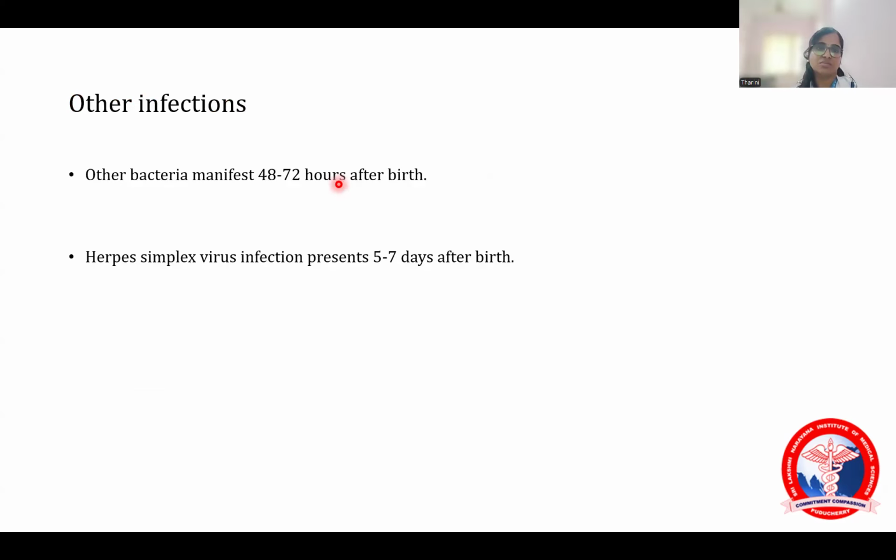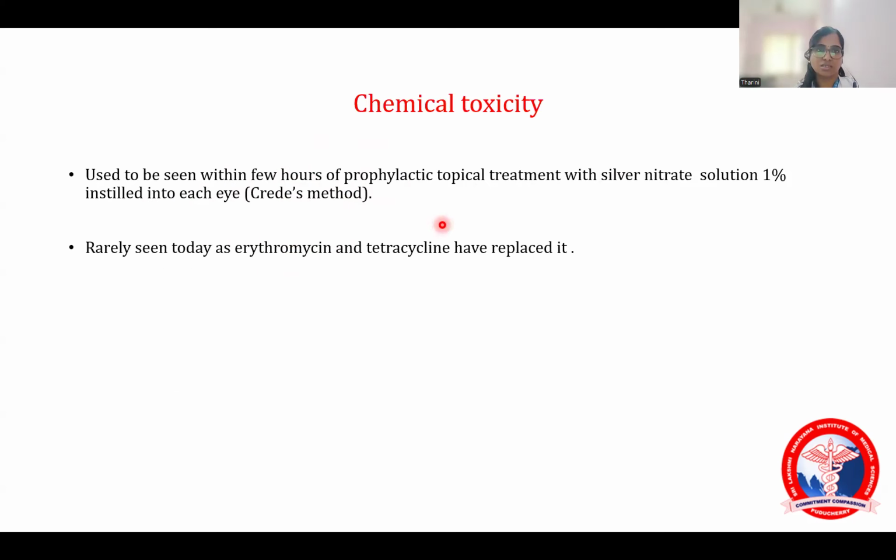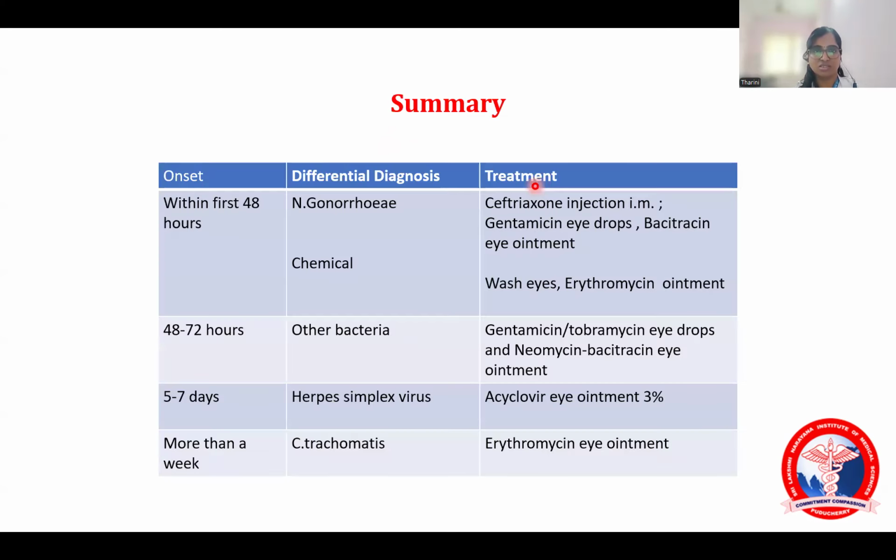Other bacteria usually manifest 48 to 72 hours after birth. Herpes simplex viral infection presents 5 to 7 days after birth. Chemical toxicity used to be seen. Chemical conjunctivitis was usually seen previously, within a few hours of prophylaxis. Previously, they were using prophylactic topical silver nitrate solution 1% instilled into the eyes of children. It was called Crede's method. Then they stopped using it. Now it has been replaced by erythromycin and tetracycline. So chemical conjunctivitis is very rare nowadays.